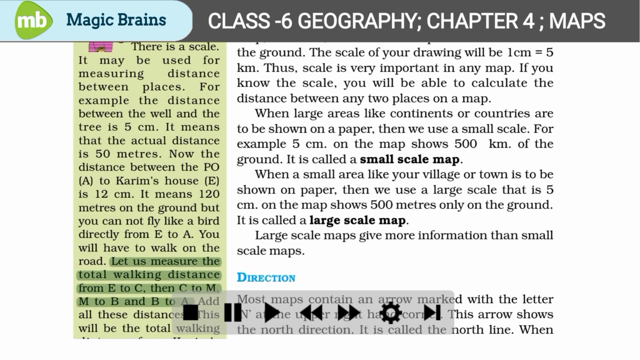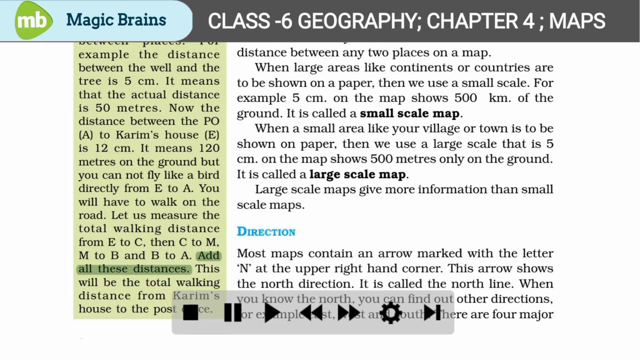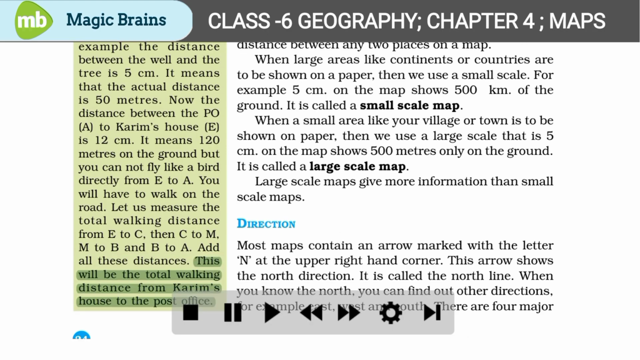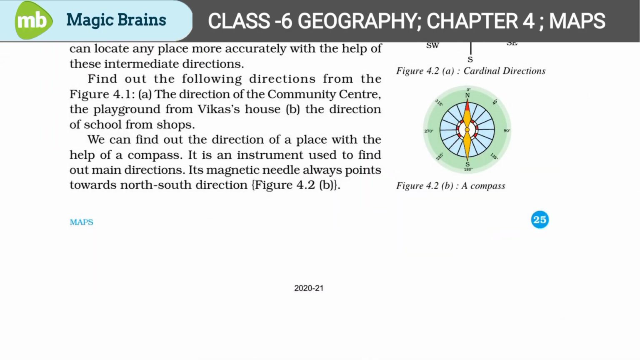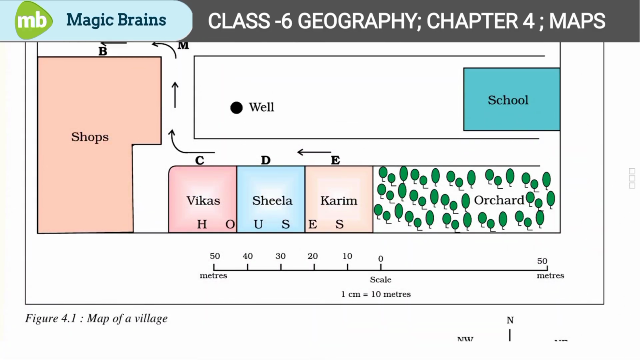Let us measure the total walking distance from E to C, then C to M, M to B, and B to A. Add all these distances. This will be the total walking distance from Kareem's house to the post office. Page number 25. Figure 4.1.